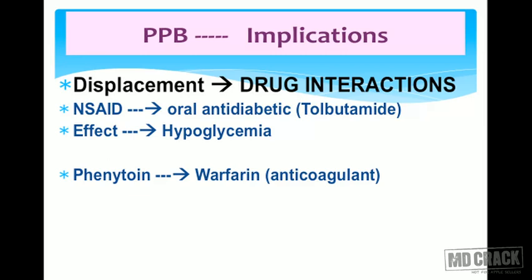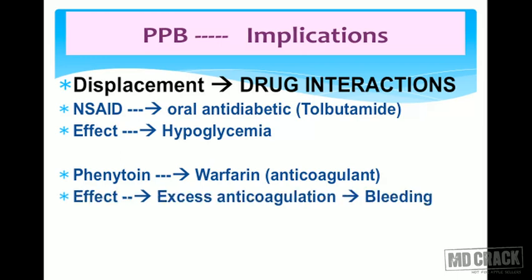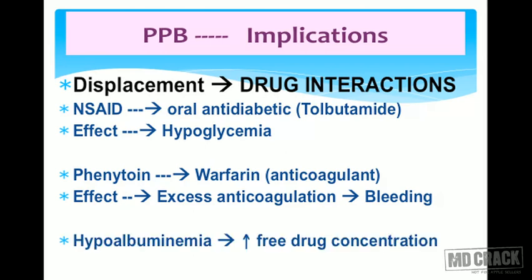Another example is about warfarin, which is an anticoagulant. This is highly plasma protein binding. To this, if you give a drug called phenytoin, phenytoin is likely to displace warfarin, and there will be excess anticoagulation, which ultimately means bleeding. So such kind of drug interactions can happen due to plasma protein binding displacement, and you need to know the drugs which are highly plasma protein binding.